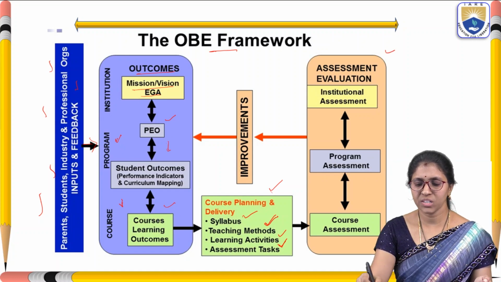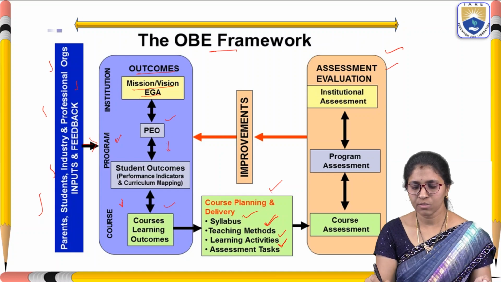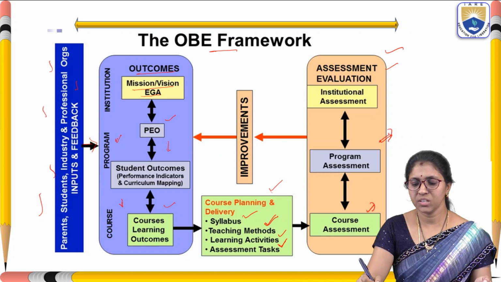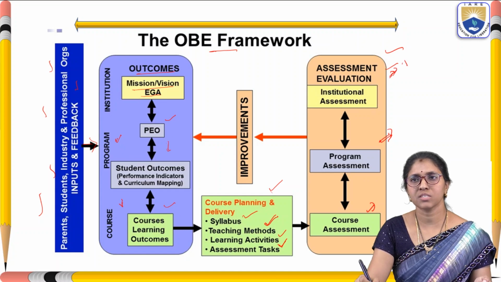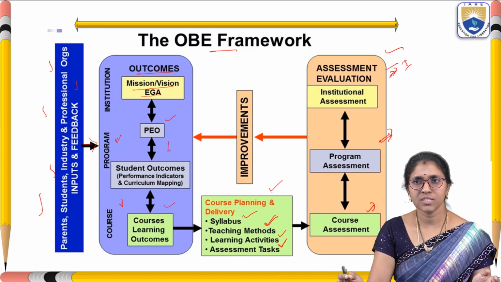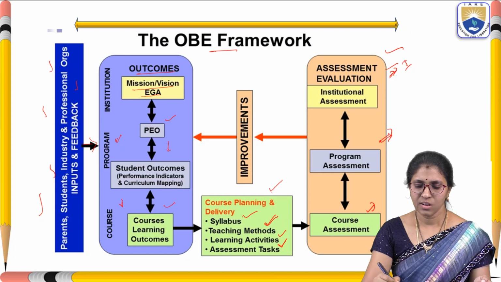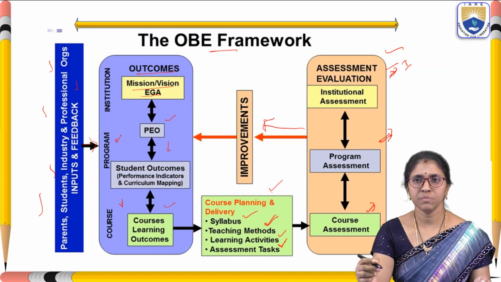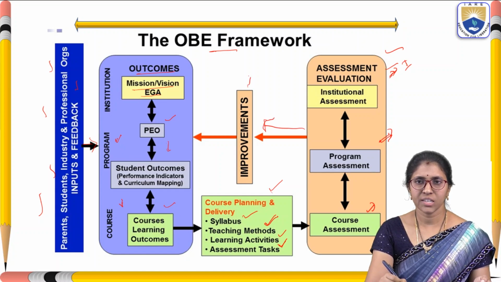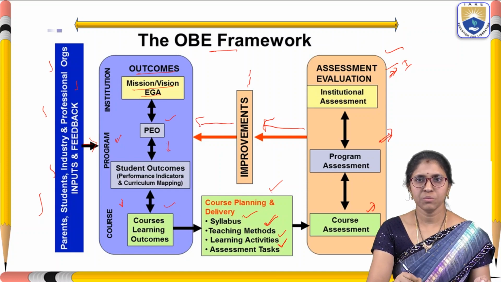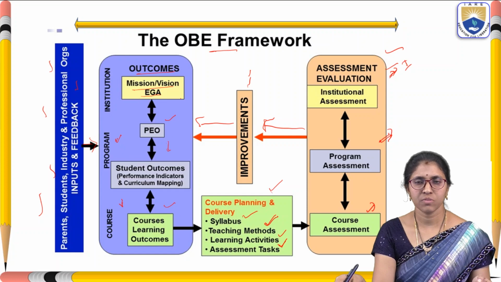After assessment and evaluation, first course assessment takes place, after that program assessment, after that institutional assessment or evaluation takes place. After that, improvements can be made. After that, it should meet the mission and vision of the institution. So this is about the OBE framework.